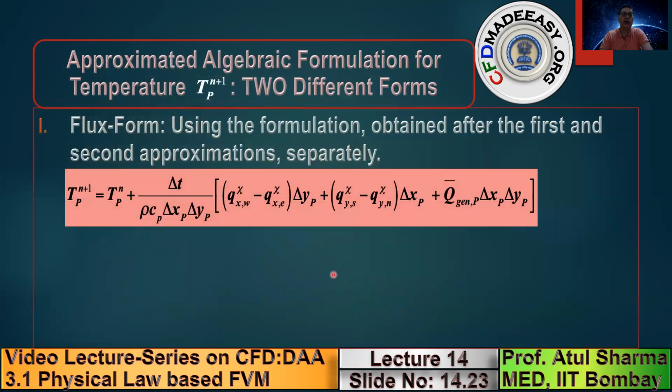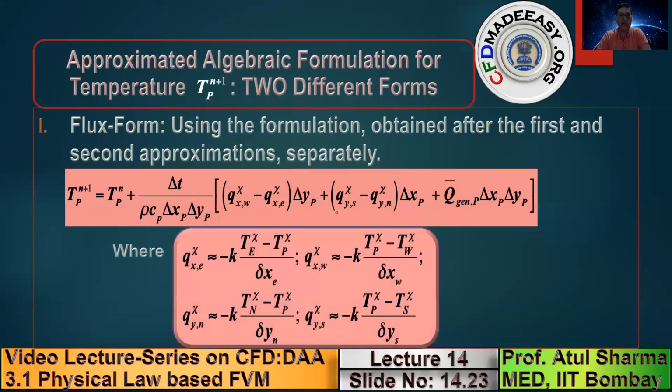Now finally, before I end, I will show you two different forms of the algebraic formulation. The flux form that is shown here is obtained after the first and second approximation. It is shown separately. In the flux form, what I'm showing is this algebraic formulation, which I'm writing not in terms of temperature, but in terms of conduction heat fluxes, where Qx and Qy I'm writing separately. This I am calling a flux form.